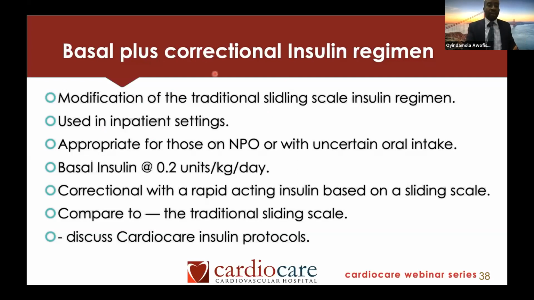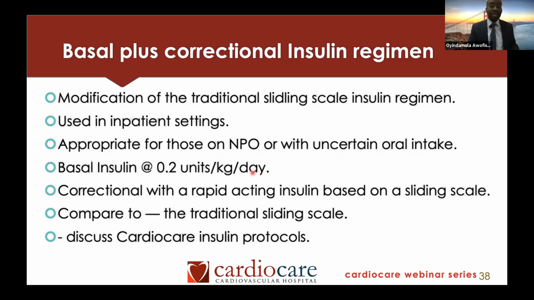The setting in which it is appropriate is inpatient settings, such as patients that are on admission, that are nil per os, or whose oral intake is uncertain. Okay, so it's not a meal-related regimen. So usually we give the patient a basal insulin, either glargine or detemir, at about 0.2 units per kg per day. We give that constantly.